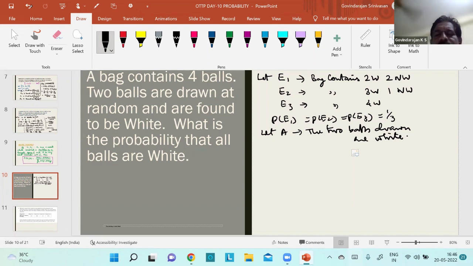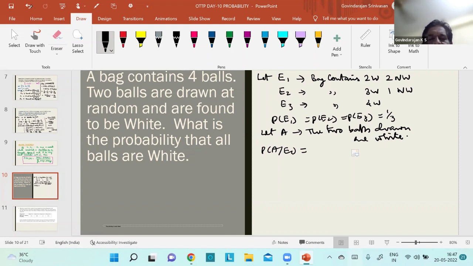This is the event associated with the sample space. So probability of A given E1. What is the probability of A given E1? The 2 balls drawn are both white, given that it is taken from the first bag. The E1 bag contains 2 white balls and 2 non-white balls. What is the probability?